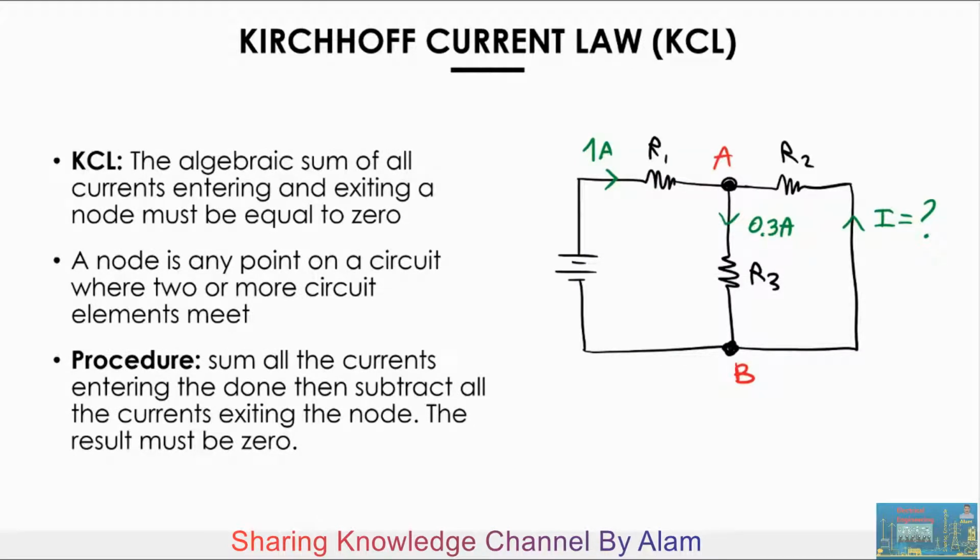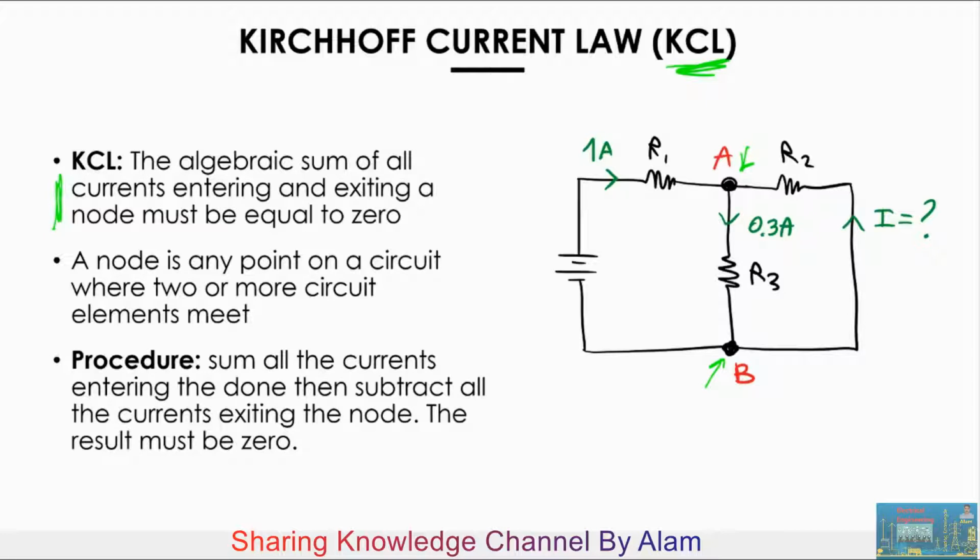Another very important law of electronics is the Kirchhoff current law, which is often abbreviated as KCL. Here's the definition of the law. The algebraic sum of all currents entering and exiting a node must be equal to zero. A node is any point on a circuit where two or more circuit elements meet. In this example on the right, we have two nodes, A and B. And most of the time, people use a dot to represent a node.